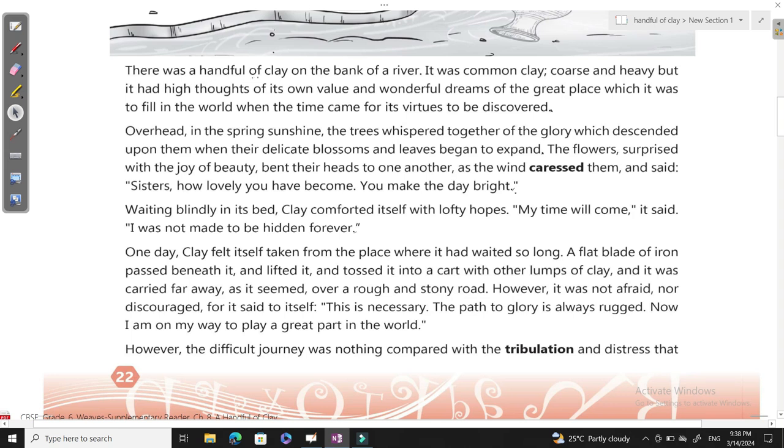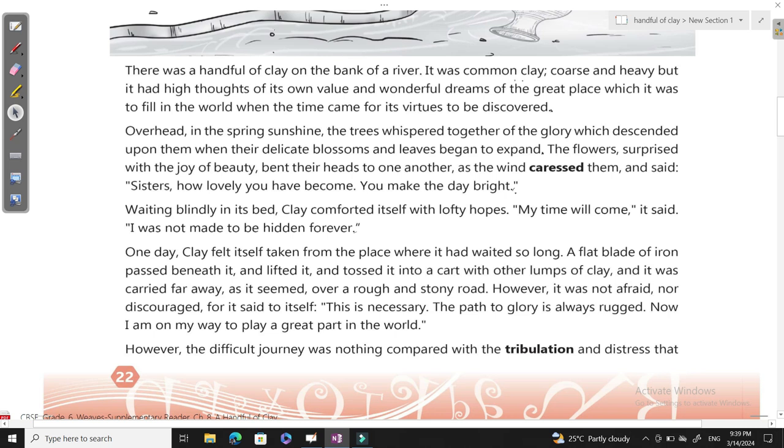There was a handful of clay on the bank of a river. It was common clay, coarse and heavy, but it had high thoughts of its own value and wonderful dreams of the great place which it was to fill in the world when the time came for its virtues to be discovered. So, this is a story of a common clay, right?